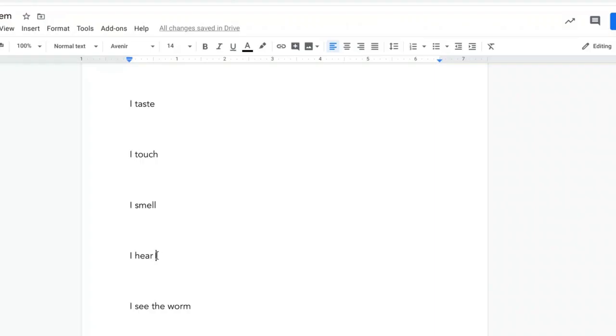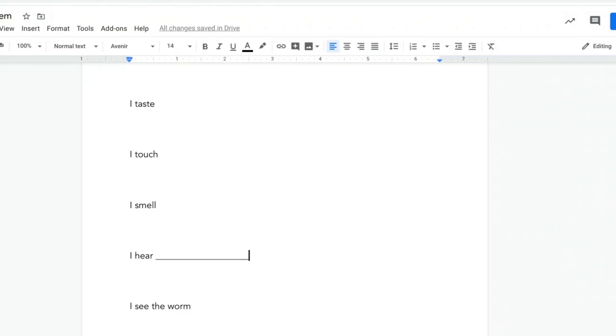Next is our sense of hearing. Can you think of one word to describe what it would sound like for a worm to be wiggling through the soil? When you're ready, you can add your describing word for what a worm sounds like next to our sentence, I hear.